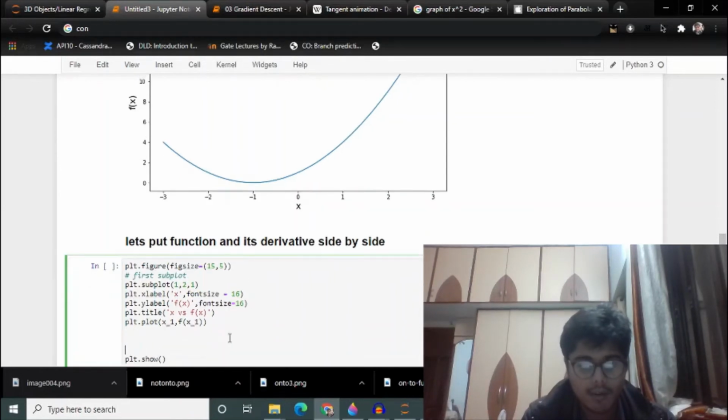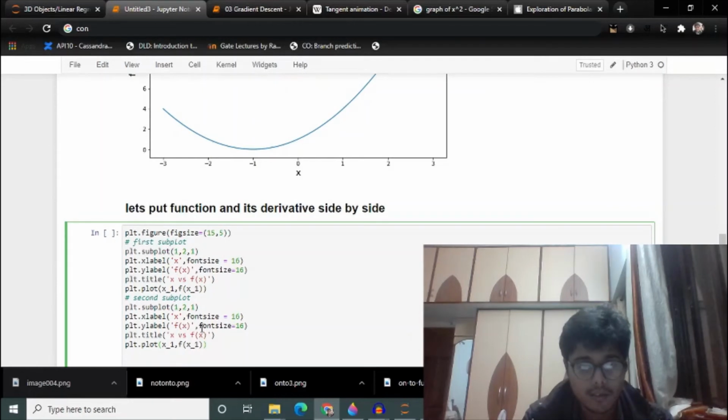Now we will plot the second subplot, guys. Just copy this whole thing and paste it, and I will put 2 here, because I want to put them side by side. So it is d of f of x. And I also need to define this function, guys.